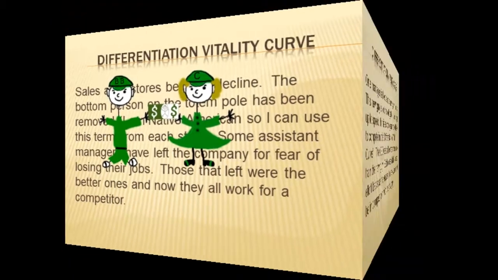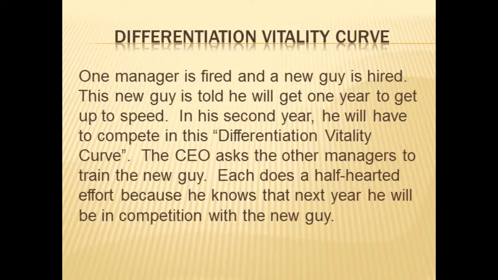One manager is fired and a new guy is hired. This new guy is told he will get 1 year to get up to speed. In his second year, he will have to compete in this differentiation vitality curve. The CEO asks the other managers to train the new guy. Each does a half-hearted effort because he knows that next year he will be in competition with the new guy.